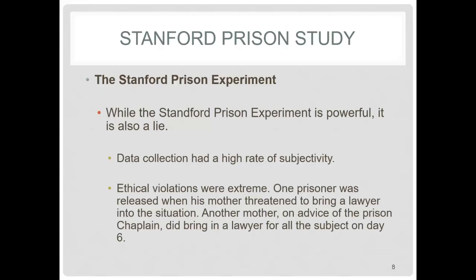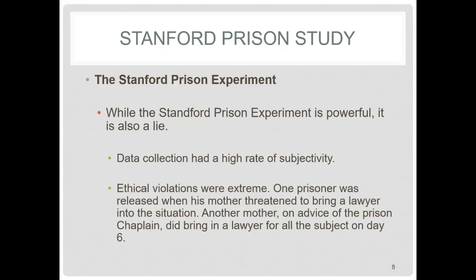And the ethical violations were extreme. Oh my God, they were extreme. And you can read a lot more about that on Moodle. But they got so bad that one prisoner was released when his mother threatened to bring a lawyer into the situation.